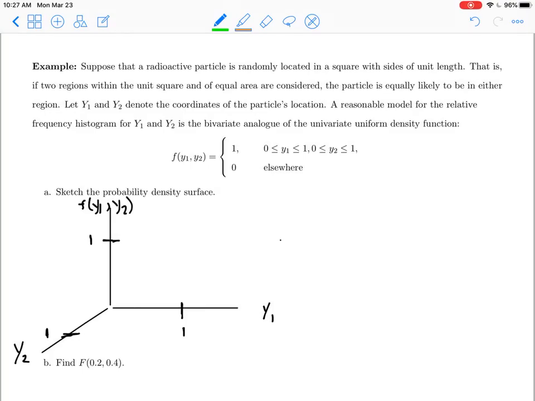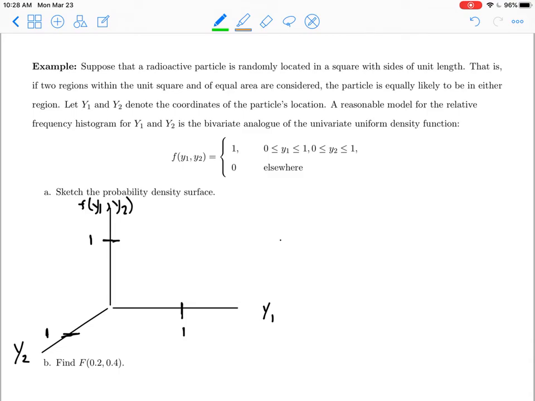In this video, we're going to take a look at our first example of jointly continuous random variables. So let's jump in. Suppose that a radioactive particle is randomly located in a square with sides of unit length. That is, if two regions within the unit square and of equal area are considered, the particle is equally likely to be in either region. Let y1 and y2 denote the coordinates of the particle's location.